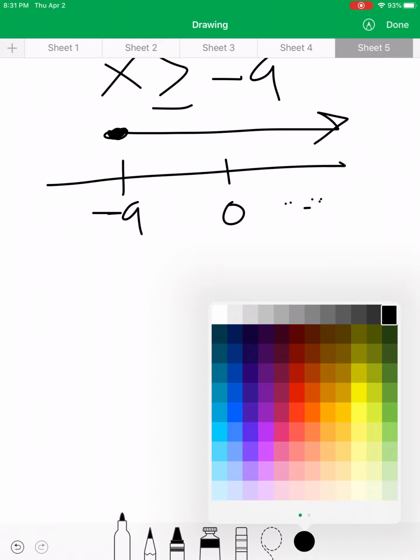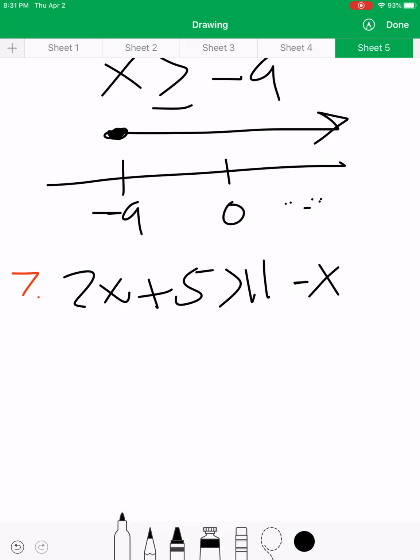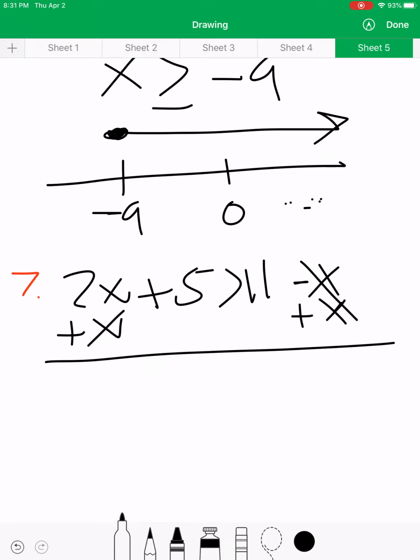All right, number 7 now. 2x plus 5 is greater than 11 minus x. Okay, it's the same premise, guys. You just have variables on both sides now. I like to keep my variable positive, so I move this one on the right, x plus x. Now, it's not written, but it's understood that a variable always has a coefficient of 1. 2x plus x, 3x plus 5 is greater than 11.